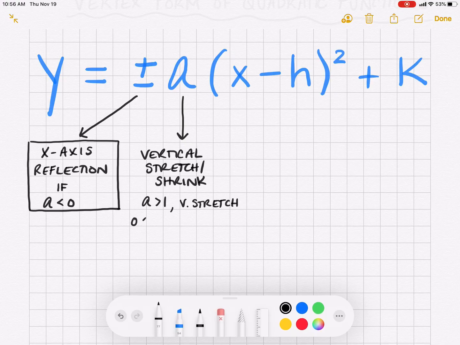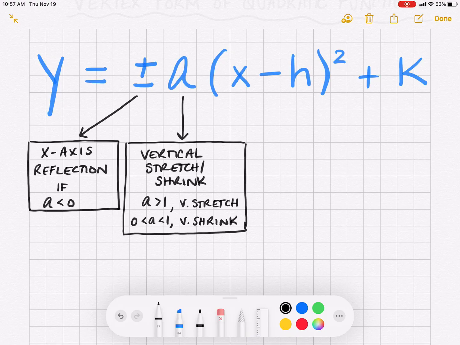If the a value is between 0 and 1, it's a vertical shrink, like we saw in our calculator with that parabola that was a little bit more wide. We're compressing or shrinking the parabola vertically, which makes it look a little bit more wide. And so that is our rules right here for a vertical stretch or shrink. Now, I do want you to notice that I did say that a shrink was when a is between 0 and 1, because if your a is negative, remember, that means that it's an x-axis reflection. So those are actually 2 separate transformations.